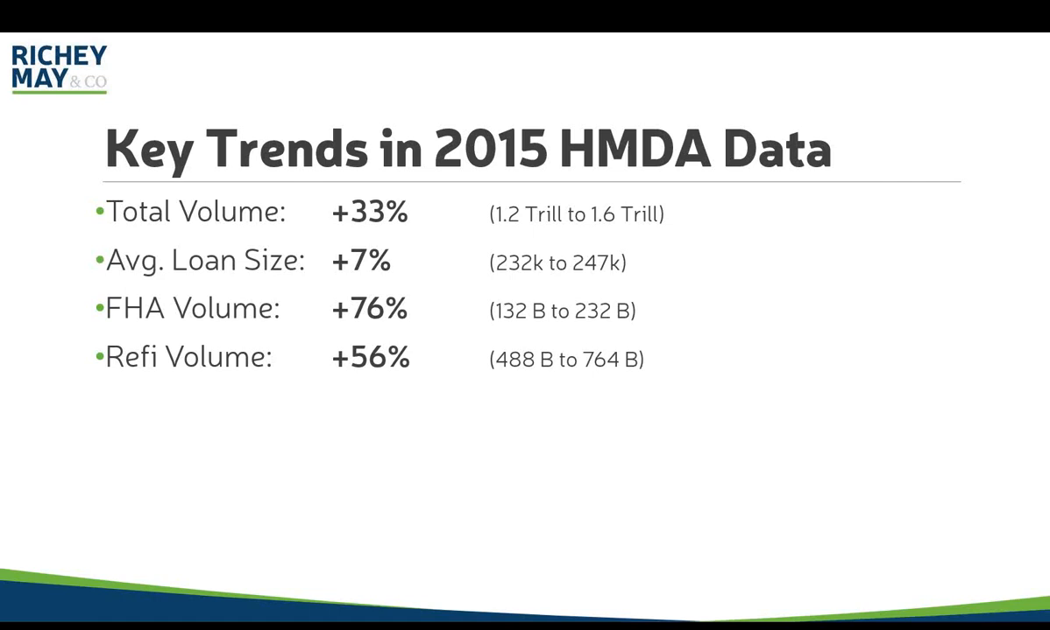Year over year, total production was 33% higher in 2015. The average loan was up to $247,000 in 2015, compared to $230,000 in 2014. The greatest increase was in FHA volume, which saw a 76% increase year over year, and additionally refi volume increased by 56% over 2014.